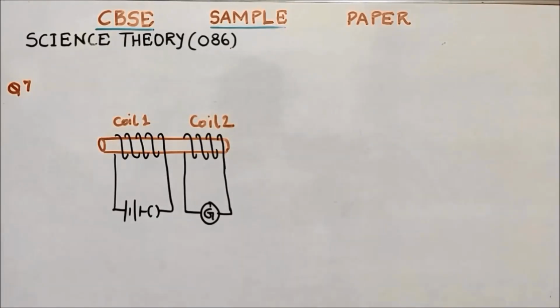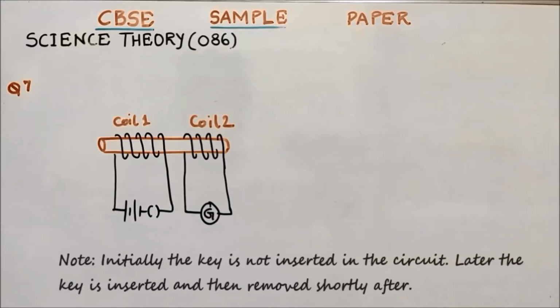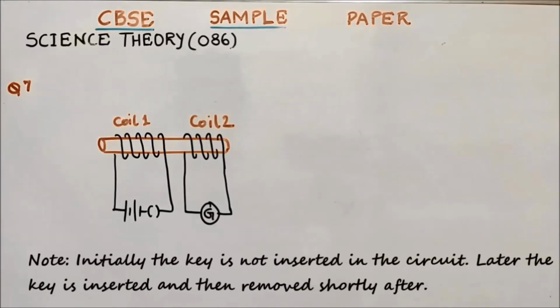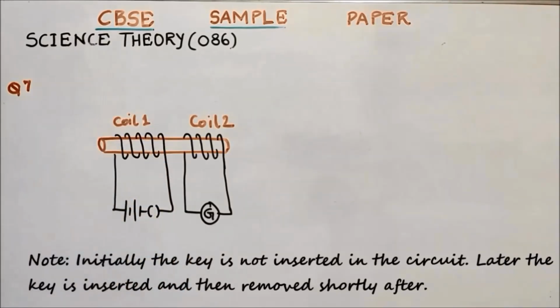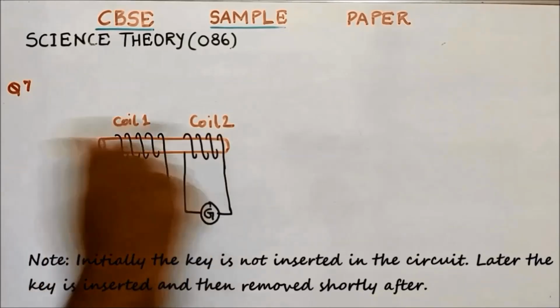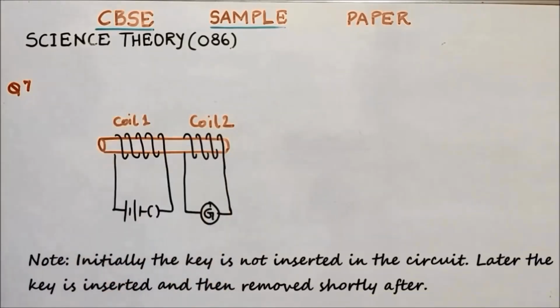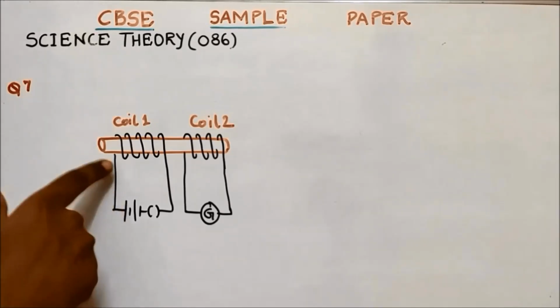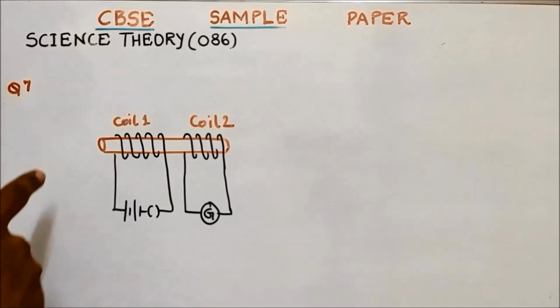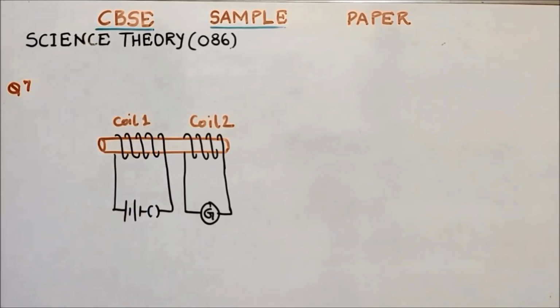We need to note this sentence from the question. Initially, the key is not inserted in the circuit. Later, the key is inserted and removed shortly. Now see that. When the key is not inserted, no current flows through the coil. When no current flows through the coil, no magnetic field is produced in the core. This is the core, the non-conducting cylindrical tube which we have taken. So when there is no current flowing through the coil, there is no magnetic field, hence this doesn't act like a solenoid, right?